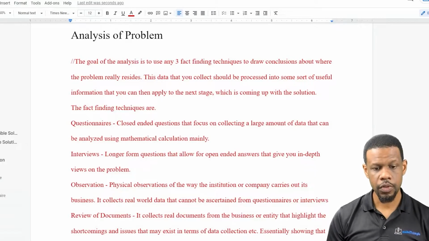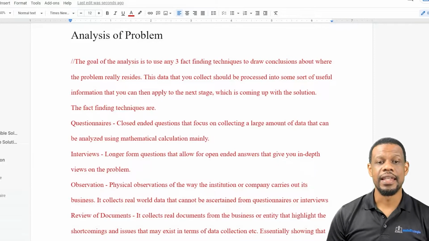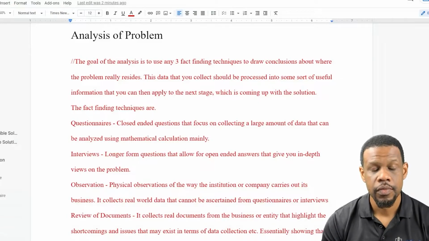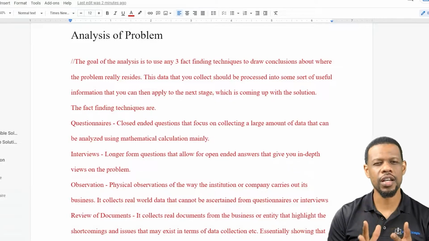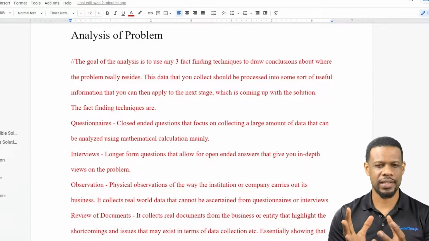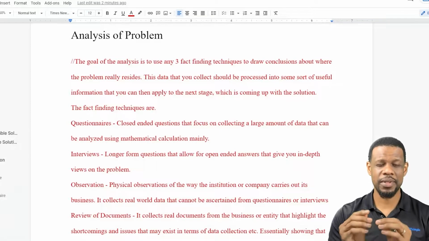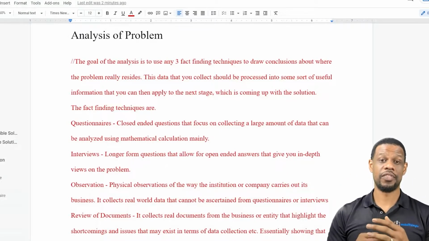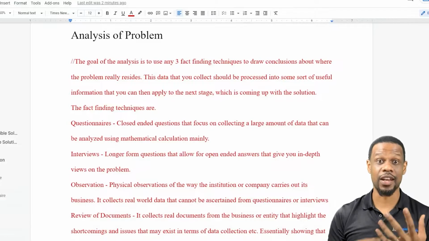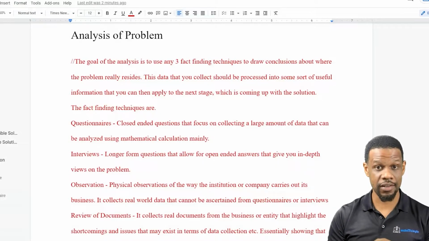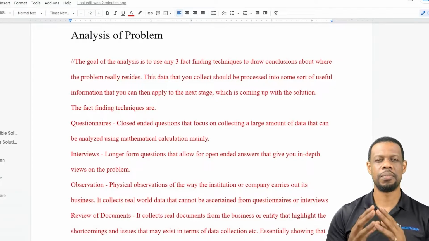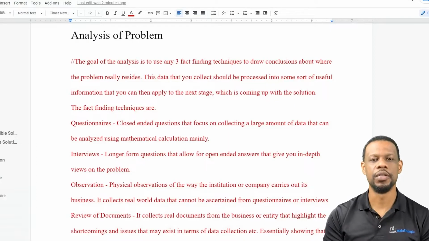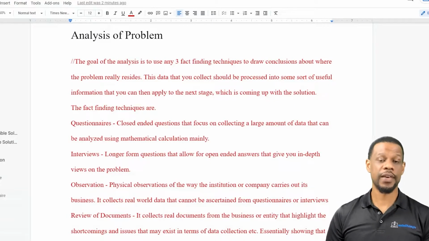Now, the analysis of the problem is essentially you have to use 3 fact-finding techniques to draw conclusions about what the problem actually is. Your problem definition gives you a very broad scope, and it doesn't tell you where the problem actually exists and how it manifests itself. So what you're trying to do with the analysis stage is see how the problem manifests itself. How does it actually happen? What do people actually experience? And when you figure that out, then you'll be at the point where you could create a solution.